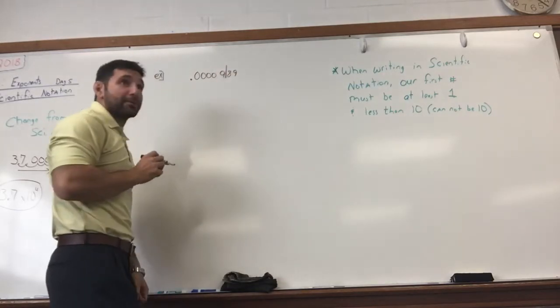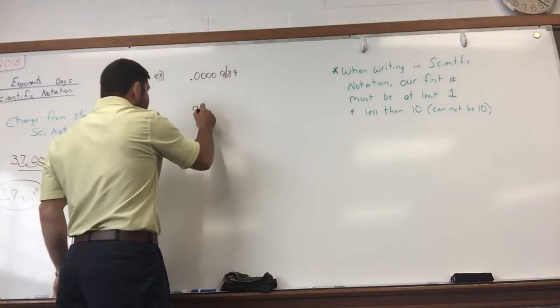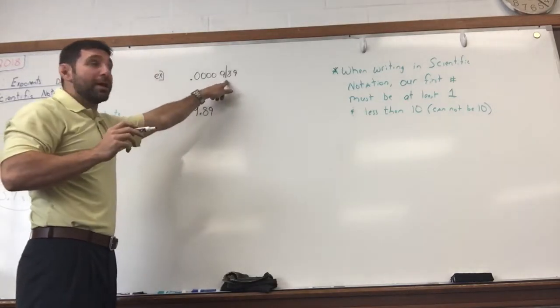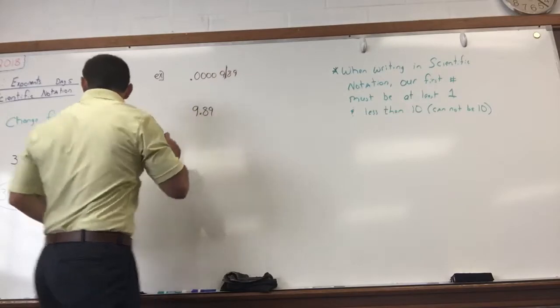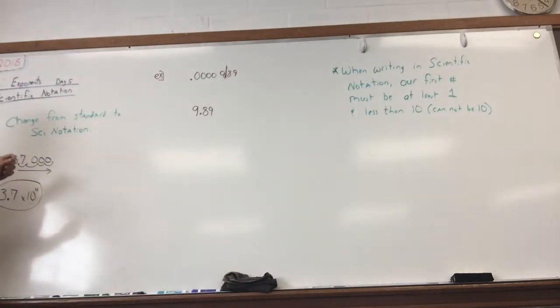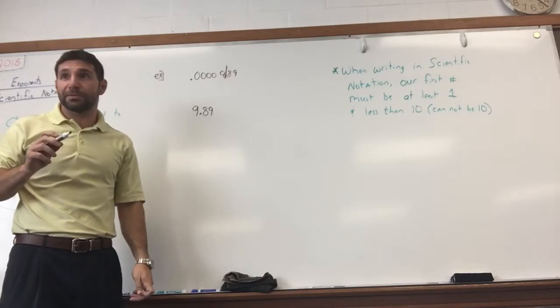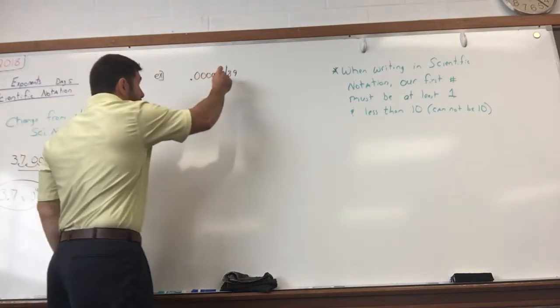So notice I'm going to draw a line right there. I'm going to put 9.89. That's where my decimal is going to go. So I'm going from this line, just like we went from this decimal, back. How many bunny hops am I going to take? So here we go.